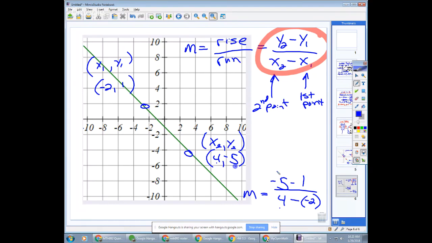So what's -5 minus 1? -6 on a good day. And what's 4 minus -2? That would really be 4 plus 2, right? Which is 6. Negative over a positive is negative. 6 over 6 is 1. We get the same thing as before. Right? So there's lots of ways to do it. You're going to find a way that's comfortable for you. I prefer a picture or a table whenever possible.